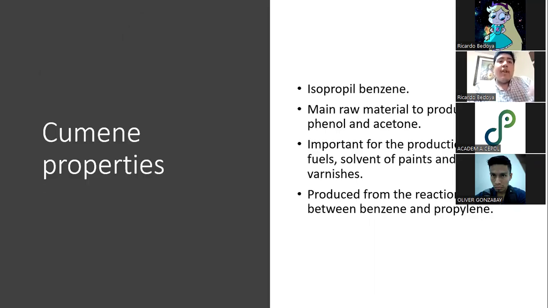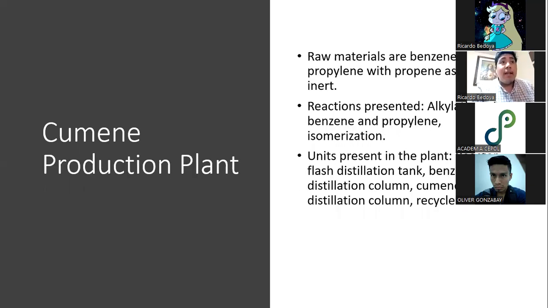For the introduction, we have the Cumene properties. Isopropyl benzene is also known as Cumene. Cumene is the main raw material to produce phenol and acetone. Cumene is an important material for the production of fuels and solvents for paints and varnishes. Cumene is produced from the reaction between benzene and propylene.